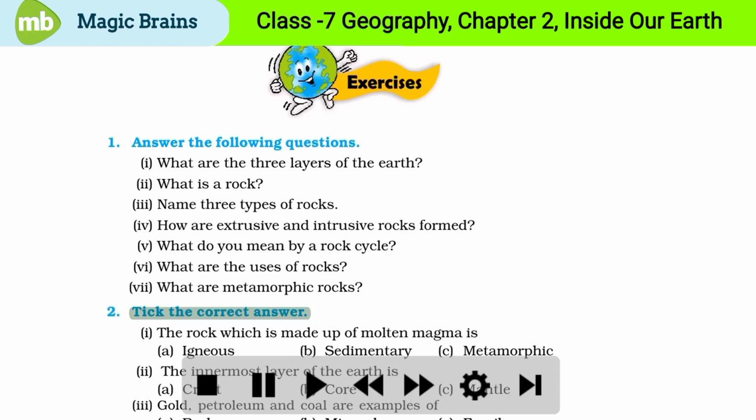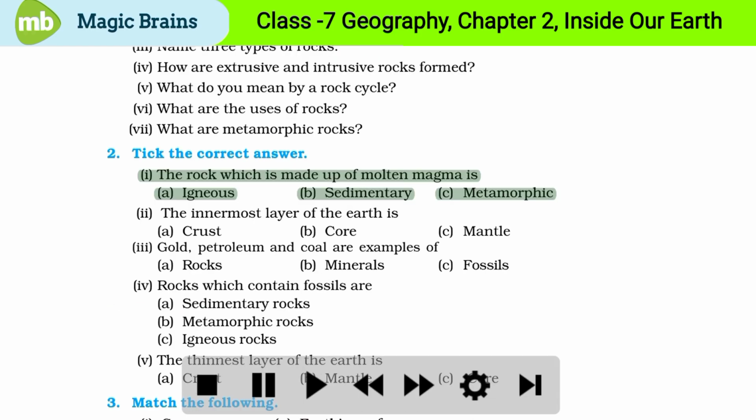2. Tick the correct answer. Part 1. The rock which is made up of molten magma is A. Igneous, B. Sedimentary, C. Metamorphic. Part 2. The innermost layer of the earth is A. Crust, B. Core, C. Mantle. Part 3. Gold, petroleum, and coal are examples of A. Rocks, B. Minerals, C. Fossils.